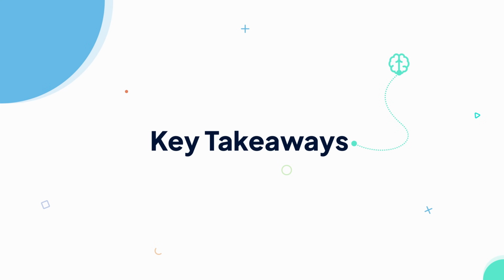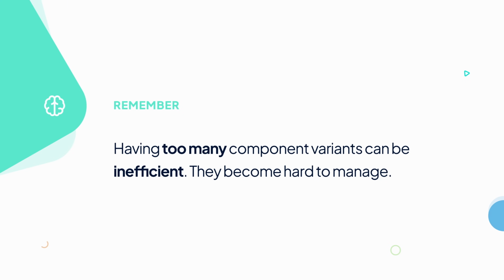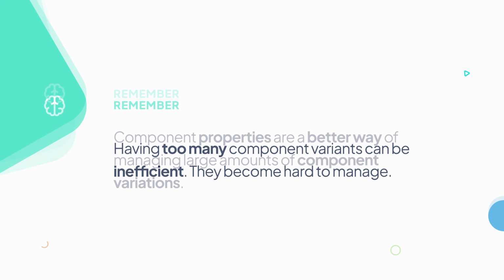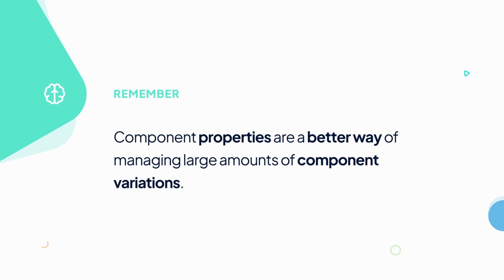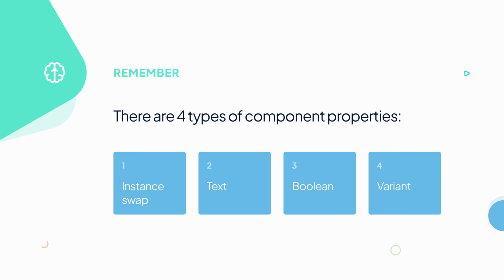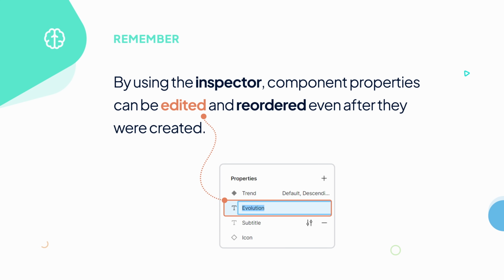So now when I select any of these instances, you'll see that these properties are now properly reordered in the inspector as well. Right then, so a few key takeaways for this lesson. Having too many component variants can be inefficient. They become hard to manage. Component properties are a better way of managing large amounts of component variations. There are 4 types of component properties: instance swap, text, Boolean, and variant. By using the inspector, component properties can be edited and reordered even after they were created.